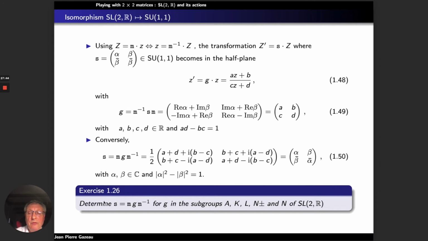So it's interesting to see what are the images of various subgroups of SL2R: the diagonal subgroup A, the compact subgroup SO2, the hyperbolic subgroup, and the subgroups N plus or minus, and N of SL2R. So it's interesting to see in which subgroups they are transformed through this map M or M minus 1.